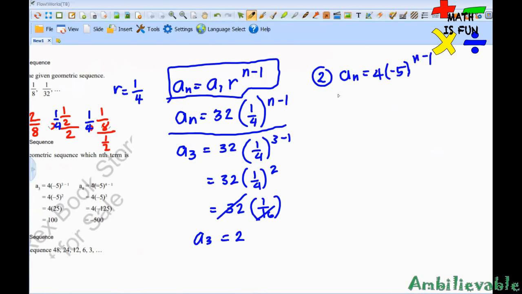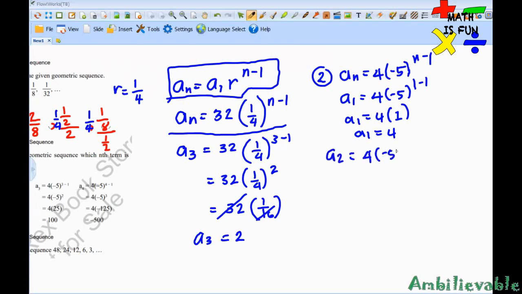So for the first 4 terms, let's start with a sub 1. So 4 times -5 raised to 1 minus 1. So a sub 1 equals 4, and that's raised to 0. Any number raised to 0 is 1. So the first number is 4. Okay? Next, we have a sub 2. A sub 2 is equal to 4 times -5 raised to 2 minus 1. So 4 times -5 raised to 1. So the answer is -20. Okay, a sub 3.